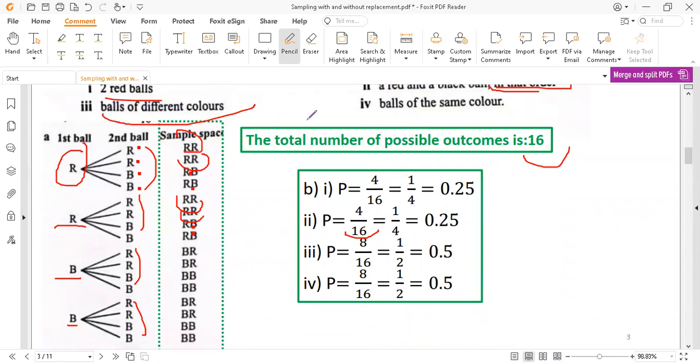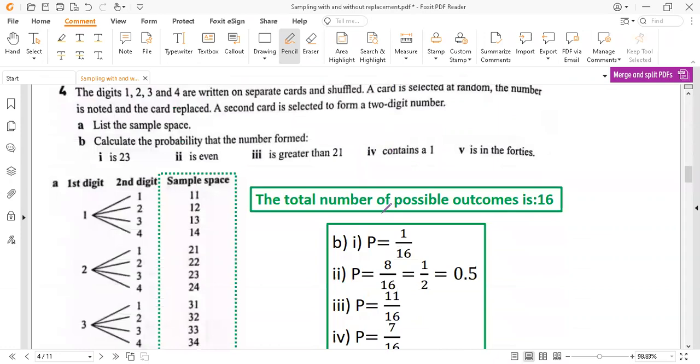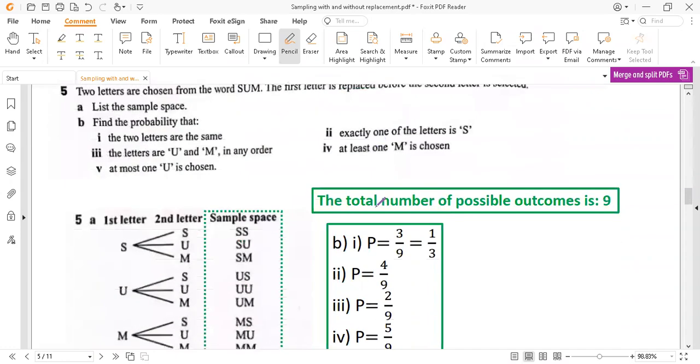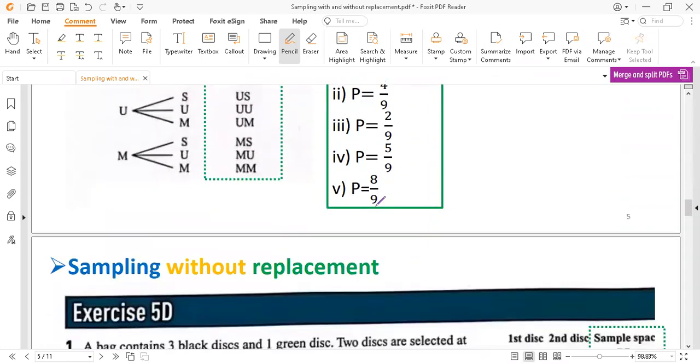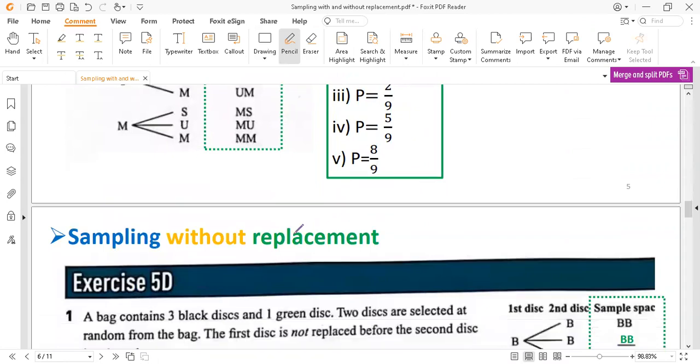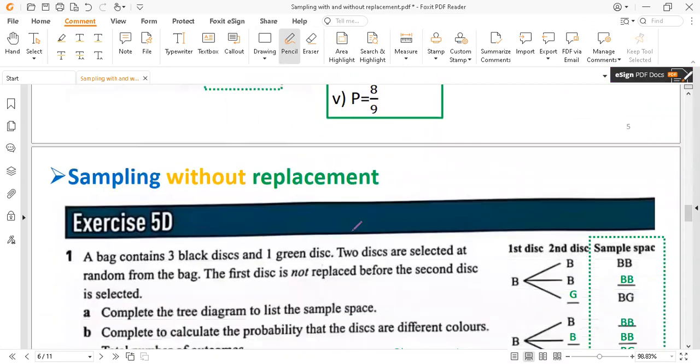We have, normally, different colors, RBBR, because the others are of the same colors. Okay, and so on. So normally you will notice that all these ones are very similar. What about sampling without replacement?